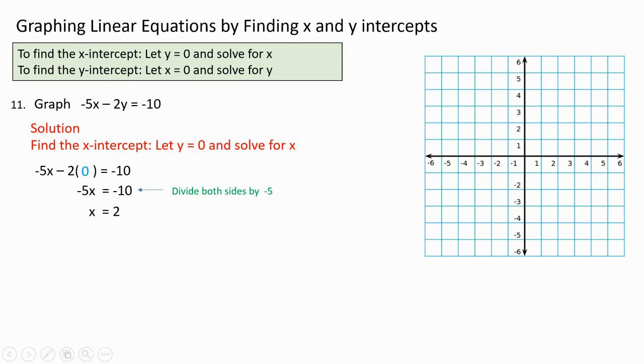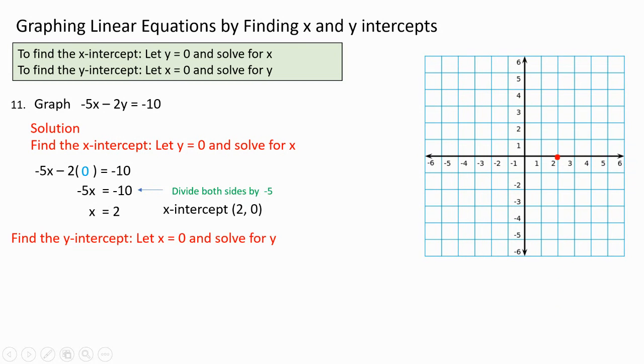So this becomes x equals 2. So my x-intercept will be (2, 0). Now let's find, right, (2, 0) is right here on the graph. Now let's find the y-intercept.